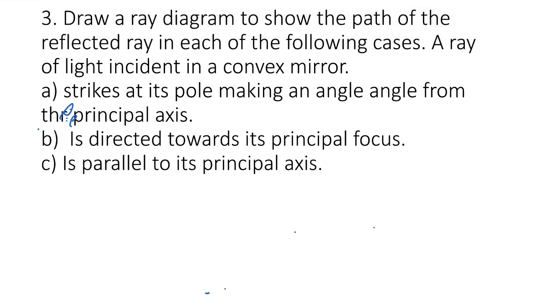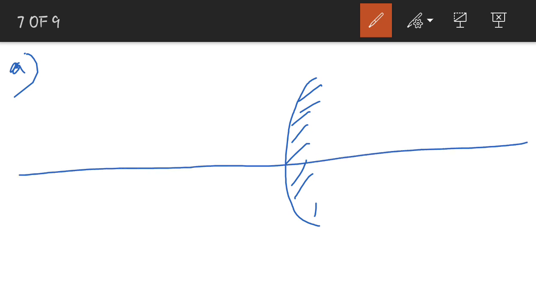So we will go for case 1A, where it is told that the ray is striking at its pole, making an angle from the principal axis. So this is our convex mirror. You have to be very careful with the convex mirror, because drawing ray diagrams is a little bit confusing, not difficult. So this is our pole, this will be our focus, and this will be our center of curvature.